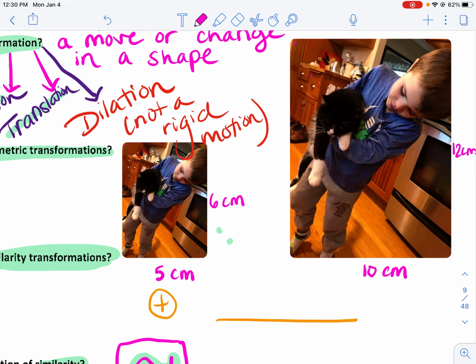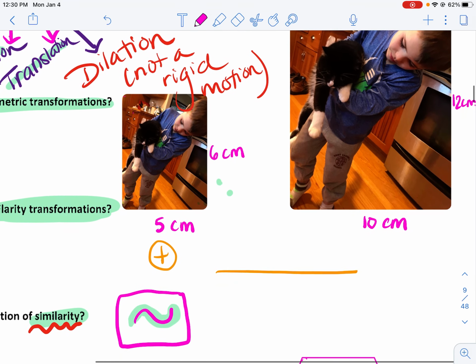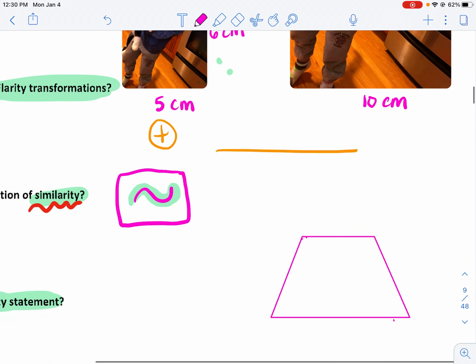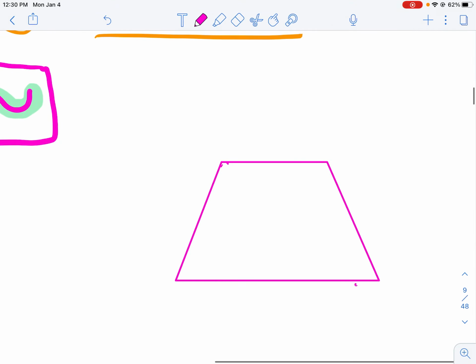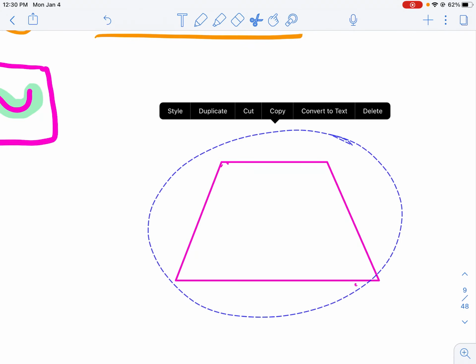Okay, so let's take this idea to a different level, and let's look at a trapezoid here. So I have a trapezoid. Again, you might want to draw this picture in your notes so you have it, and I'm just going to make a copy of this.